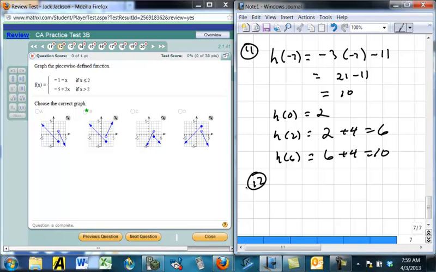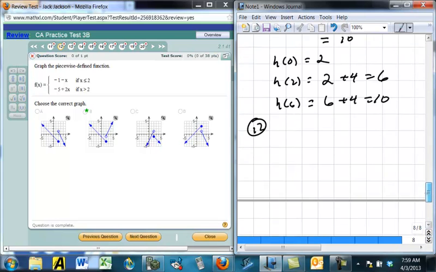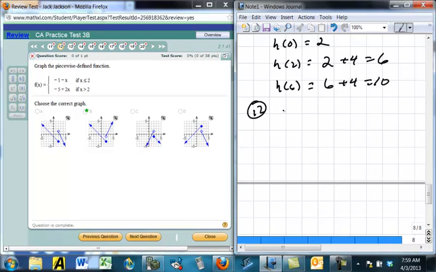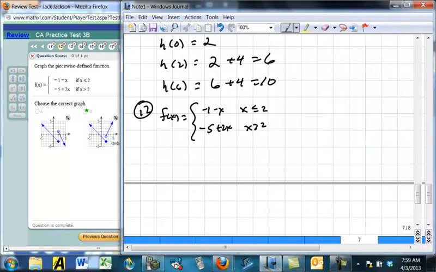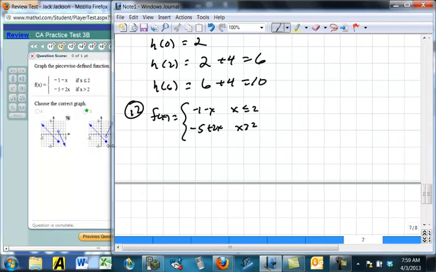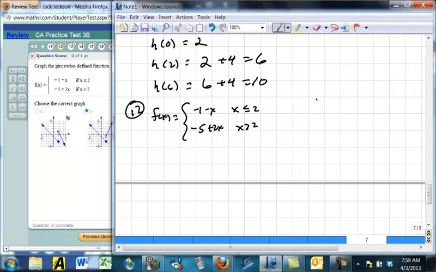Another piecewise defined function. Okay, let's make a little bit of a table here. F of x equals negative 1 minus x if x is less than or equal to 2, and negative 5 plus 2x if x is greater than 2. Okay, so let's take a look here, and let's make a little bit of a table. First of all, let's check some boundary points.